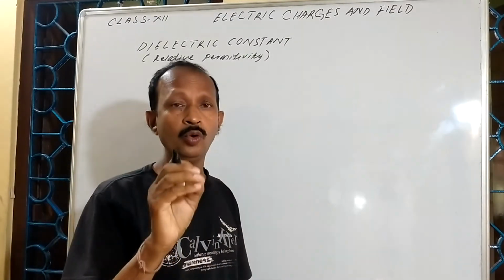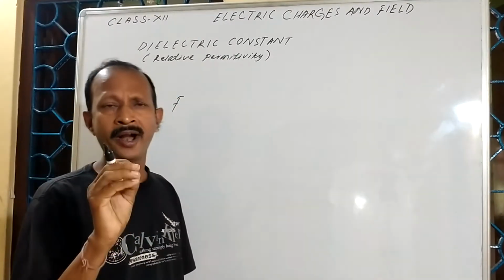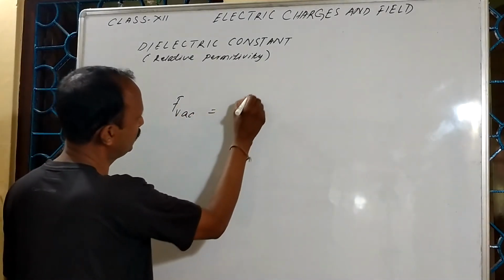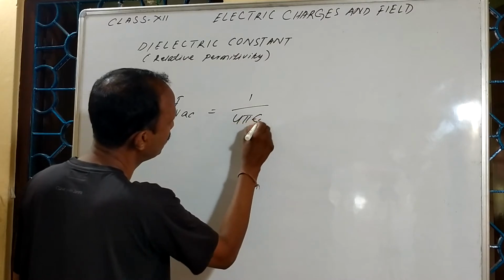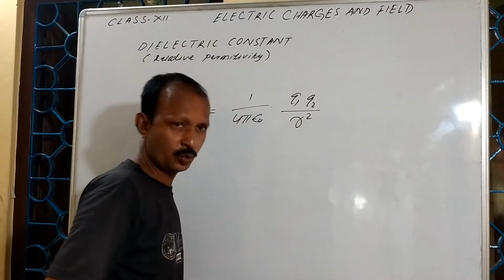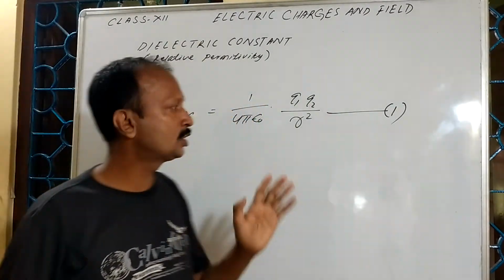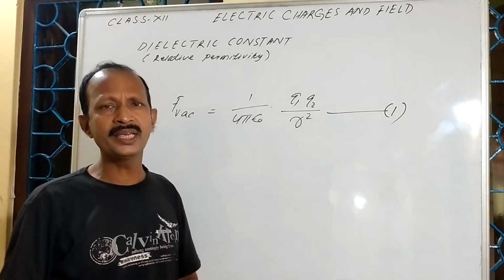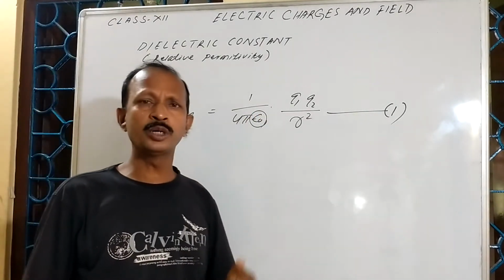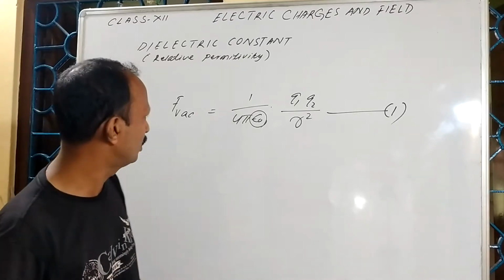According to Coulomb's law, the force between 2 point charges at rest in vacuum, I can say that 1 upon 4 pi epsilon naught q1 q2 upon r square. This is the equation I explained in Coulomb's law. This is Coulomb's law when the medium is vacuum. Here epsilon naught is the absolute permittivity or permittivity of vacuum or air you can consider.